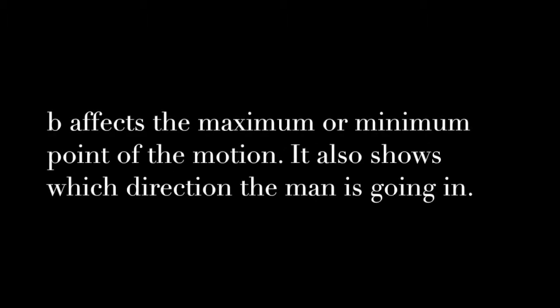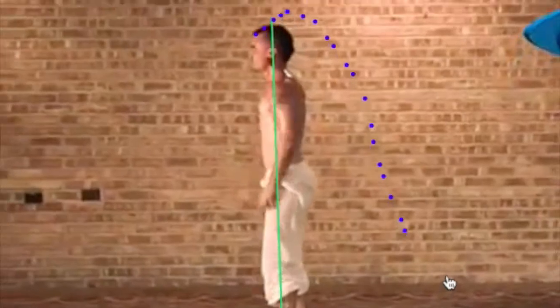B affects the maximum or minimum point of the motion. It also shows which direction the man is going in. In this case, he is going from left to right.